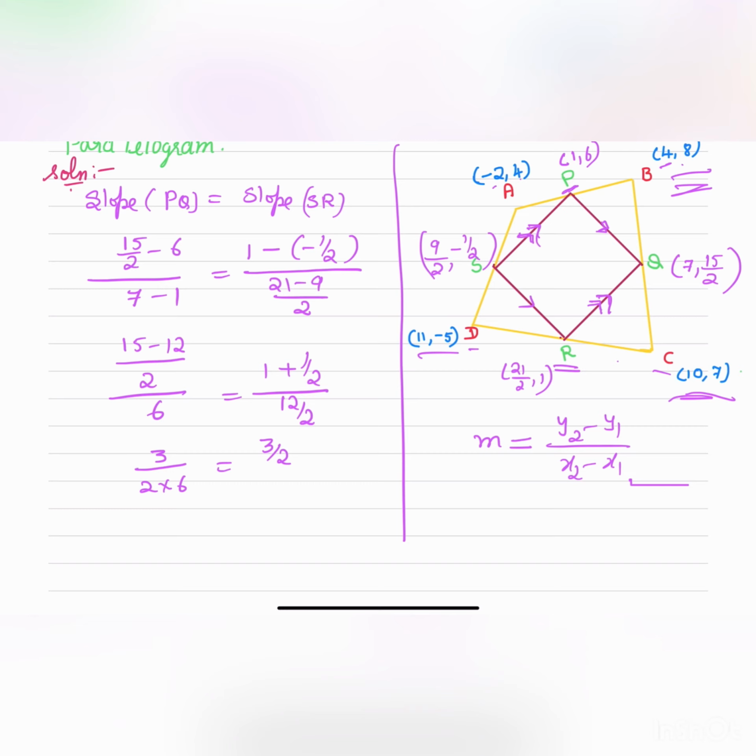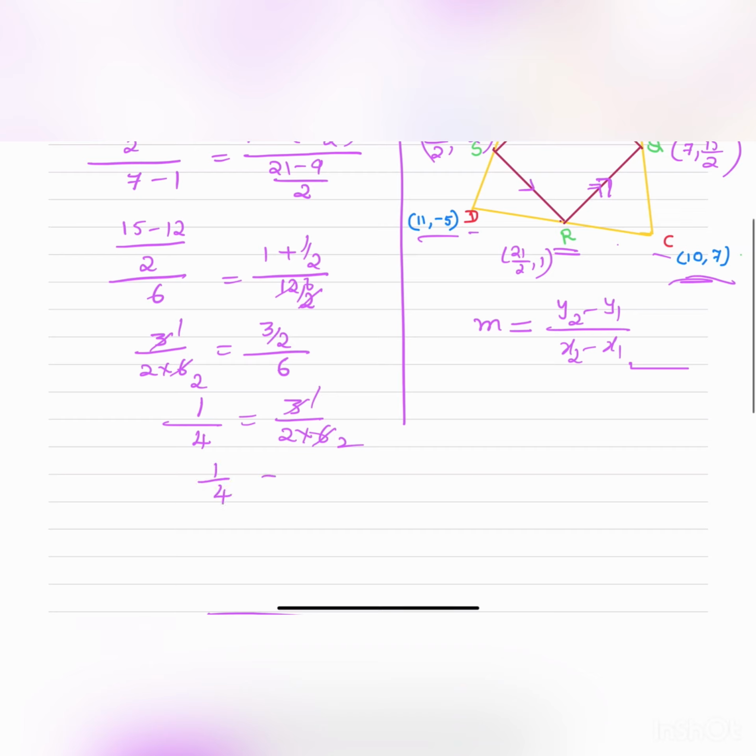So it will be (3/2) divided by 12/2, and 12/2 is 6. And we are getting 3 by 2 into 6. This is 1/4 is equal to 3/(2 × 6), and 3 ones are 3, 3 fours are 12, so 1/4 is equal to 1/4. That is LHS is equal to RHS.